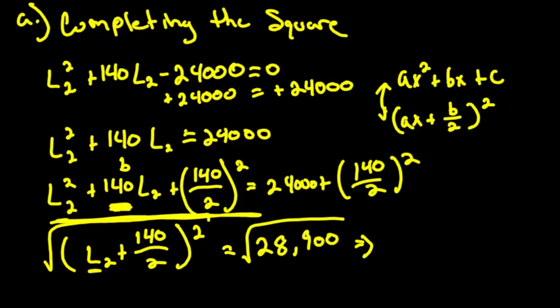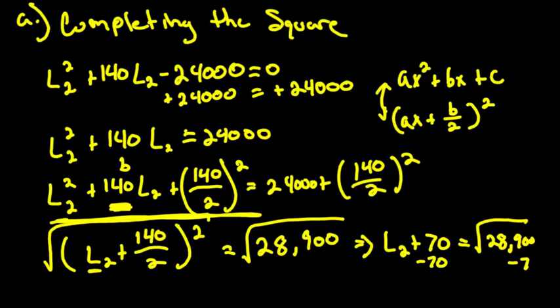So we can rewrite this now as L2 plus 70 (140 over 2 is 70) is equal to the square root of 28,900. Now we'll subtract the 70 from this side.